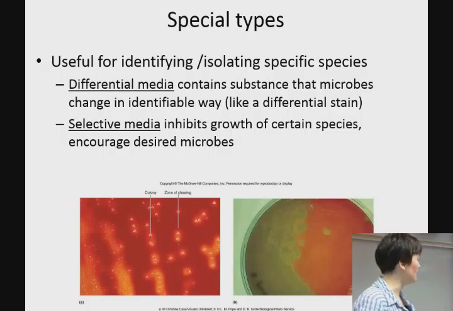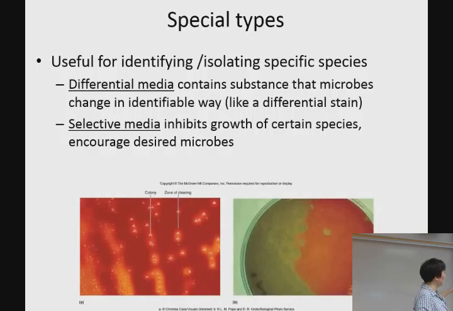Now, selective media, the easiest way to describe what this does is that the outcome isn't red and green, like different colors or different physical features that you can tell things apart. This is going to kill some things and allow others to grow. So it's a dead or alive test.